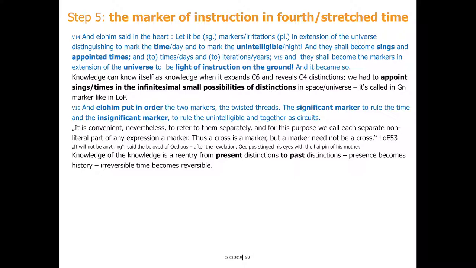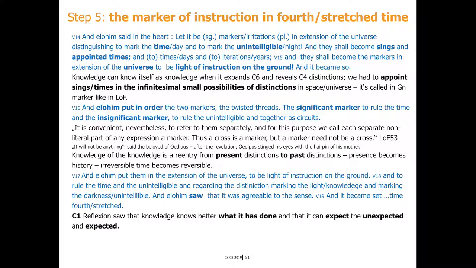Knowledge of the knowledge is a reentry from present distinction to past distinctions. Presence becomes history. Irreversible time becomes reversible. And sign of relation, etc., Elohim saw reflection. Reflection saw that knowledge knows better what it has done, and that it can expect the unexpected and the expected.